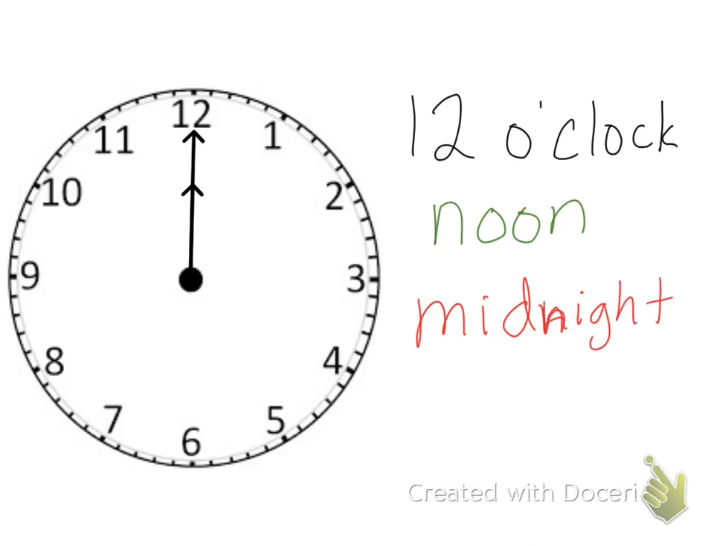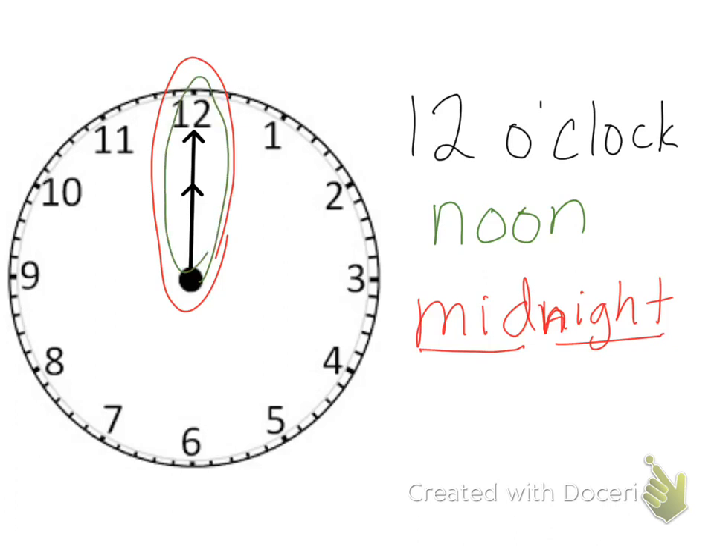So at midnight and noon, both of the hands point at the 12. And at midnight, it's the middle of the night, which is where we get the word midnight. It's the middle of the night. At noon, both of the hands point at 12, but it's in the afternoon. The day is half gone.